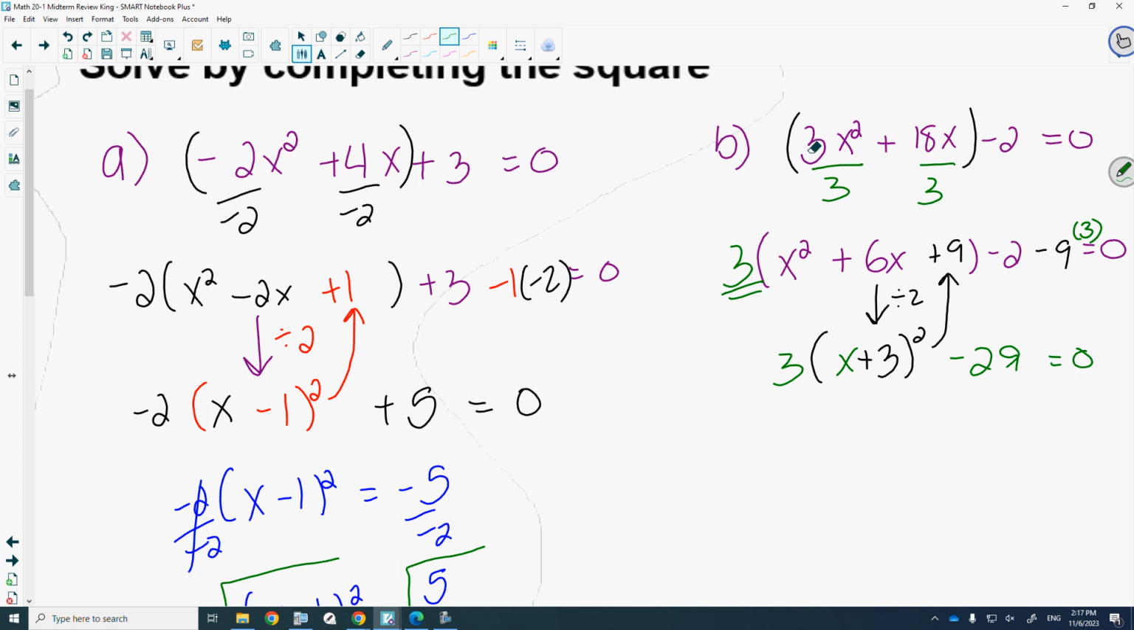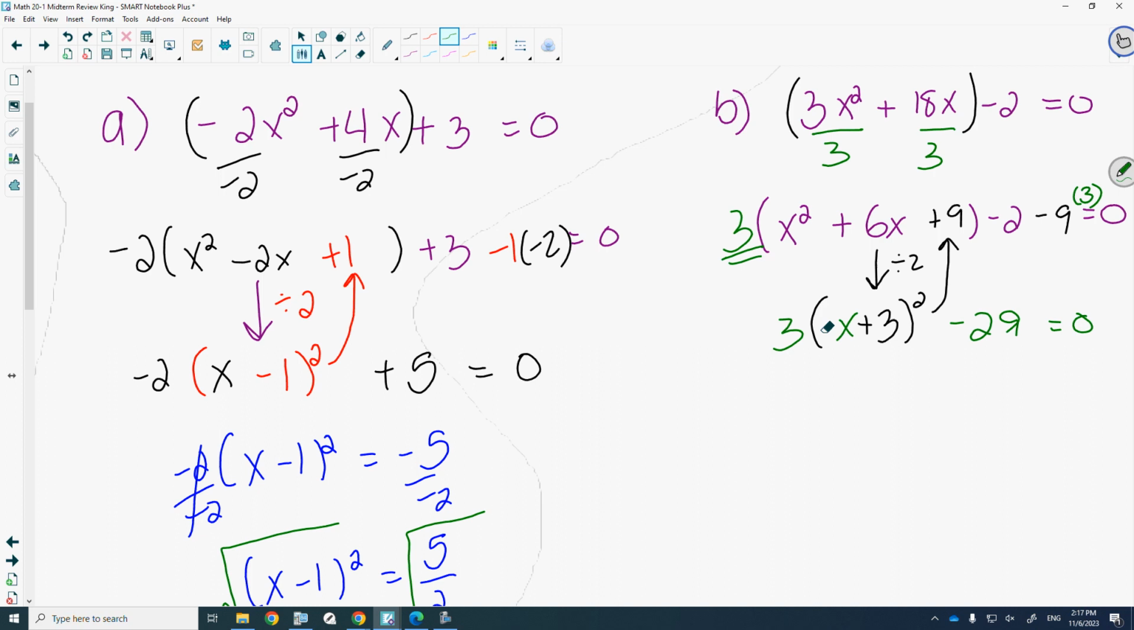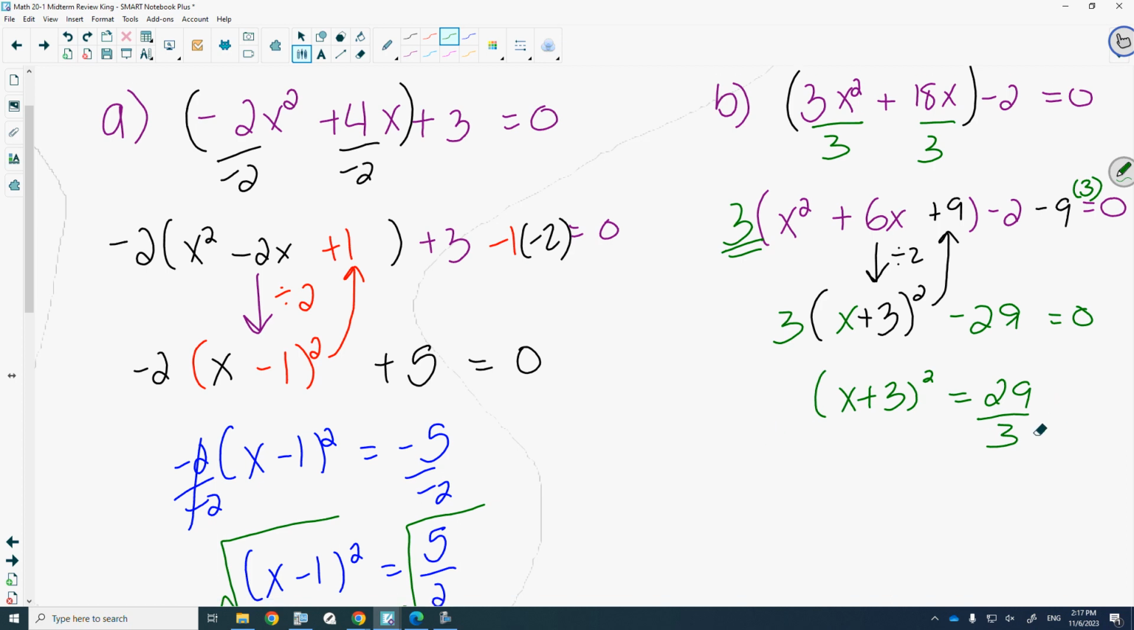The a value is the same. a is 3, a is 3. Now I know what my vertex is, though. My vertex is at negative 3, comma, negative 29. To get the x-intercepts, though, I could solve it by completing the square. So I want to isolate this. So bring the 29 to the right-hand side. And I had a 3 in front. And then remember, we want to divide both sides by 3. And what we would get is x plus 3 squared is equal to 29 over 3.